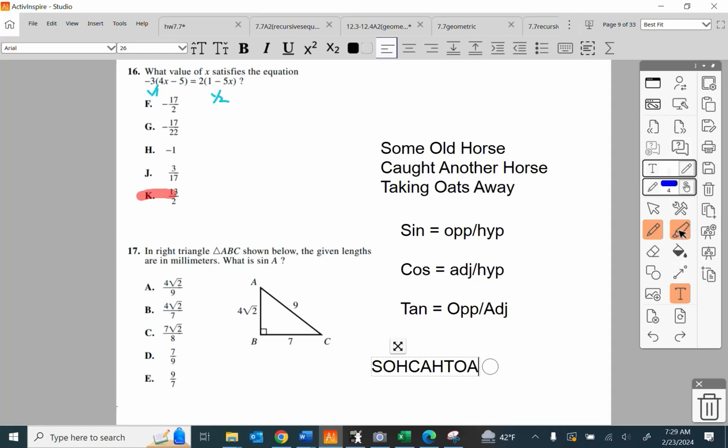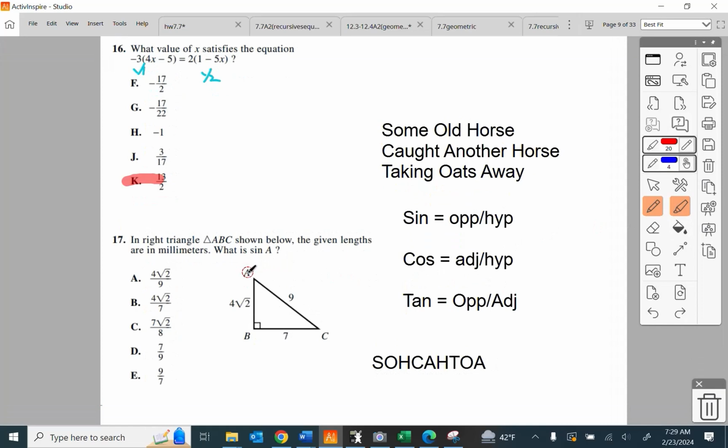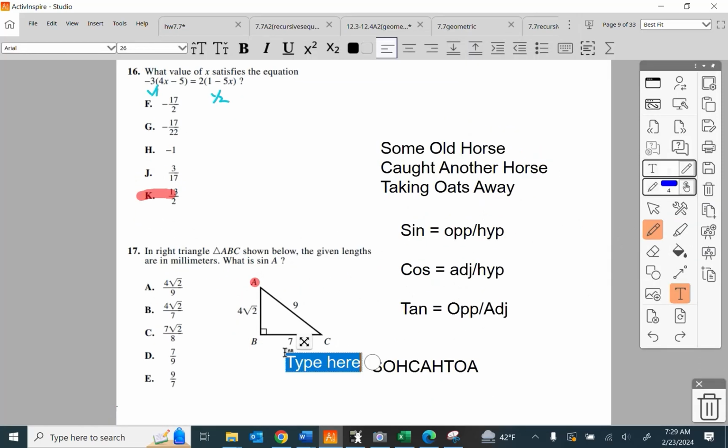But anyways, I am looking at angle A, and I want to know the opposite over hypotenuse. 7 is going to be opposite. 9 is going to be the hypotenuse. So it's got to be 7 over 9. It's choice D.